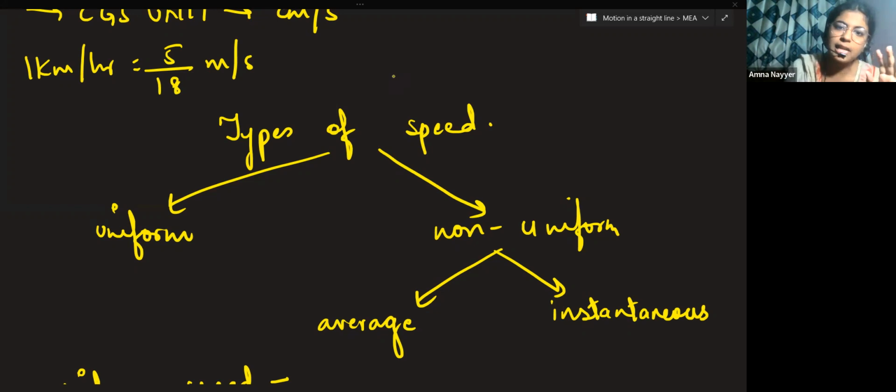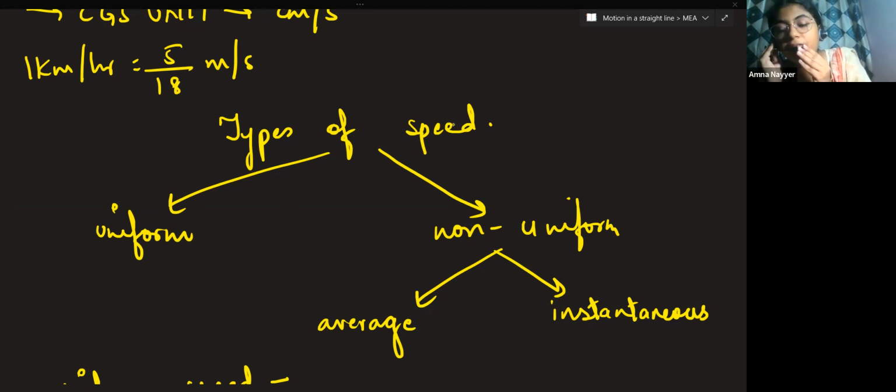So we had seen this classification, uniform and non-uniform speed. And further, non-uniform was divided into average and instantaneous. If you have understood this portion, the types of speed, everything is the same for velocity, and we'll quickly move on to acceleration. Acceleration is a different topic, but the basic difference between speed and velocity is that speed is a scalar quantity, so it involved rate of change of distance. In case of velocity, it becomes rate of change of displacement.